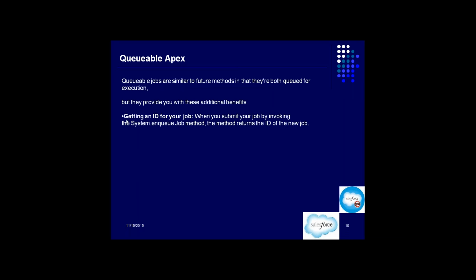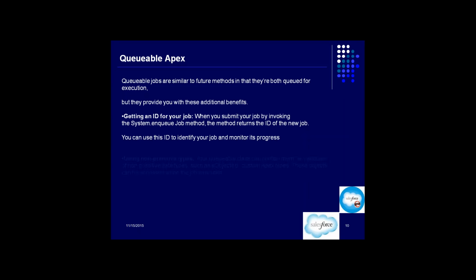Advantage number one is that whenever you put the job in the job queue, you get an ID for it. When you submit your job by invoking System.enqueueJob, which is the method I was talking about, it returns the new job ID. Using that ID, you can track the progress of that particular job. What is the status? Is it still pending or has it executed? That's the advantage, which was not possible with the future method, as I told you. You can use this ID to identify your job and monitor its progress.